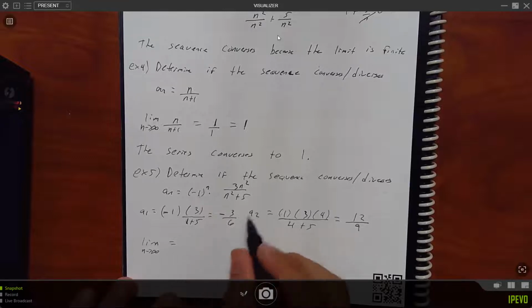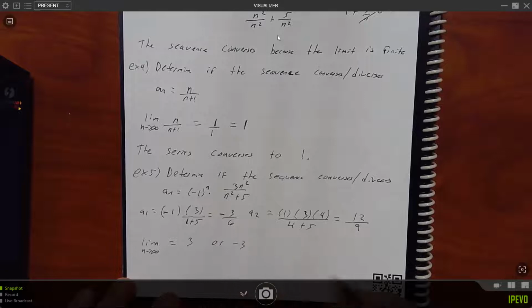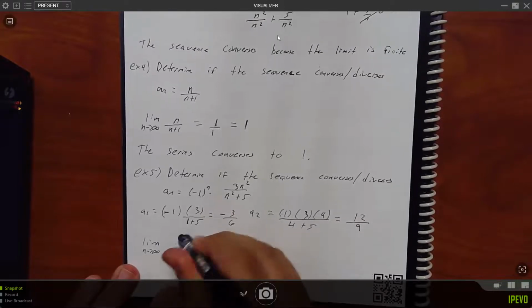As n goes to infinity, you divide these guys out, right? So it's going to be 3, but then it's going to be -3. So you keep doing that forever. So the limit doesn't actually exist. Did I write that properly?